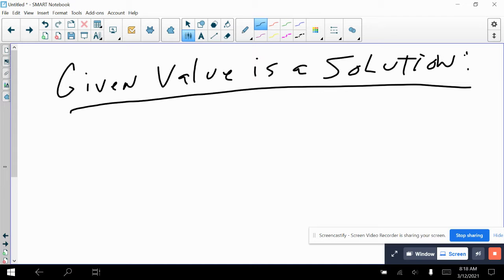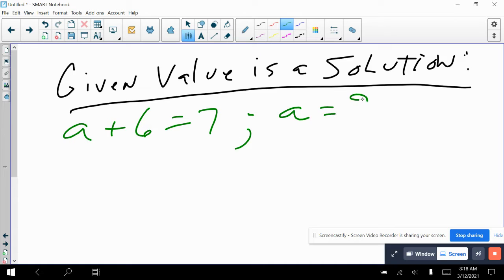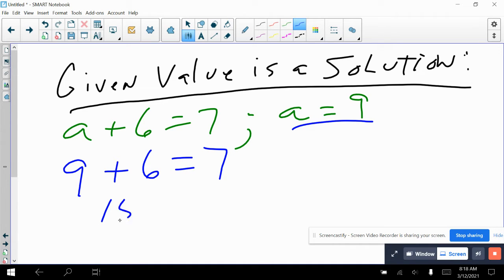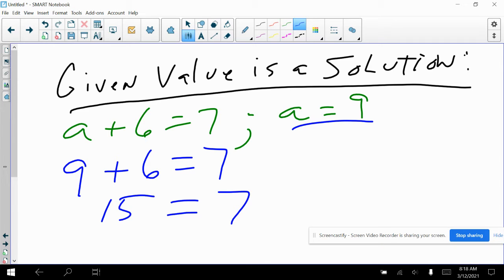All right, what does this mean? Given value is a solution. So they will give you an equation, and then they will put a semicolon, and then they will give you their version of a solution. So they're asking you, is 9 a solution of a plus 6 equals 7? We plug this in, so 9 plus 6 is equal to 7. 15 is not equal to 7.